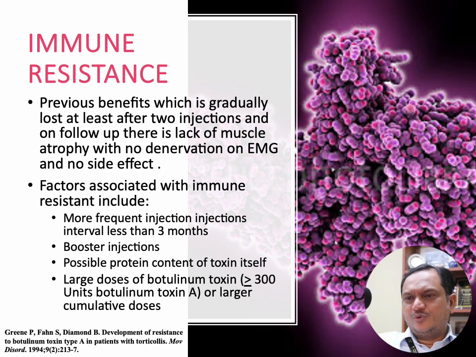If we give an in-between booster injection, you give a full injection and then there was 60% benefit, 70% benefit, and you want to make it better. So a week or two later, when the drug kicks in, or a month later, you give a little bit more to get some more benefit out of it. Or if there is increased protein content of the toxin, maybe a reason for developing immune resistance.